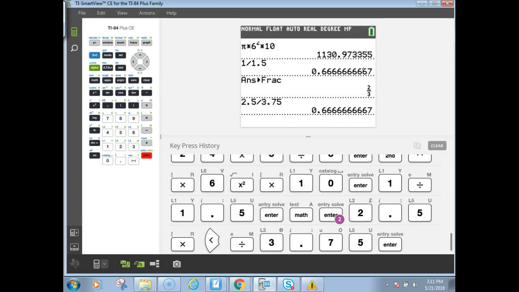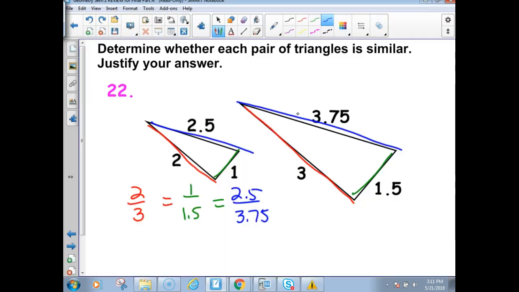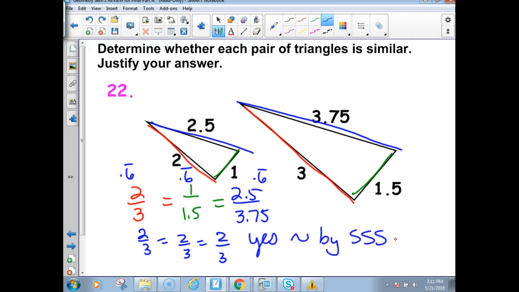You with me? All right, so I've verified that these are equal. So you can either write 2/3 equals 2/3 equals 2/3, or you could have written 0.6 repeating, 0.6 repeating, 0.6 repeating. I don't really care which one, right? They're all equal, so yes, they are similar by side, side, side, similar. Triangles are similar by side, side, side, similar. That's your justification.